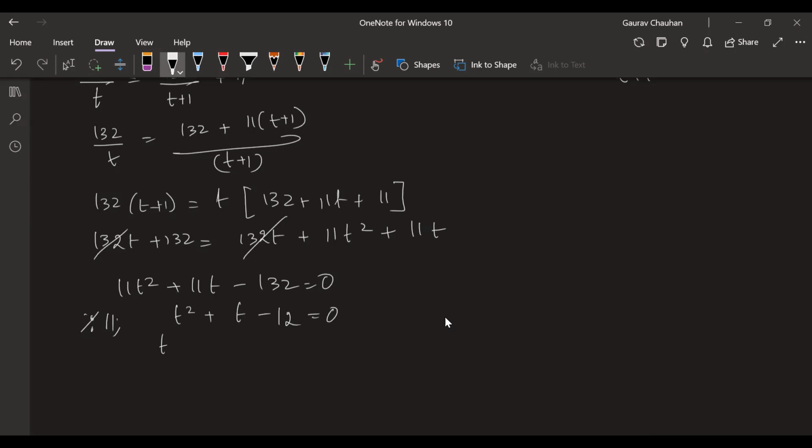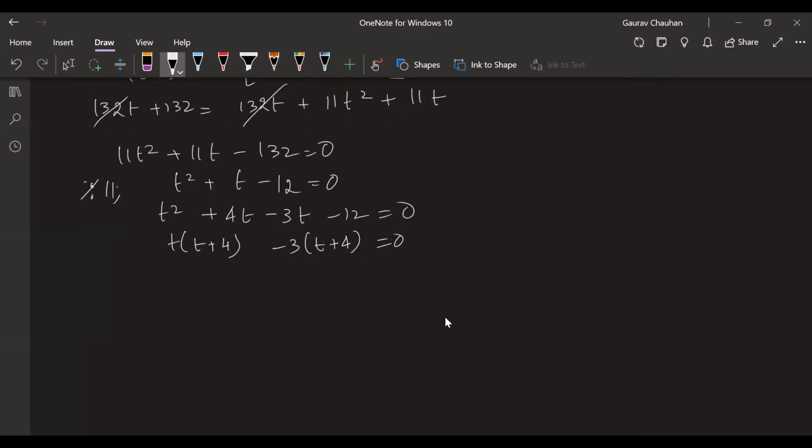So actually you can simply solve it. Plus 4t minus 3t minus 12 is equal to 0. So t into t plus 4 minus 3 into t plus 4 is equal to 0. t minus 3 into t plus 4 is equal to 0. So t minus 3 is equal to 0, or t plus 4 is equal to 0. t is equal to 3, or t is equal to minus 4.